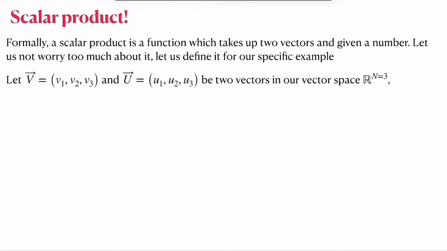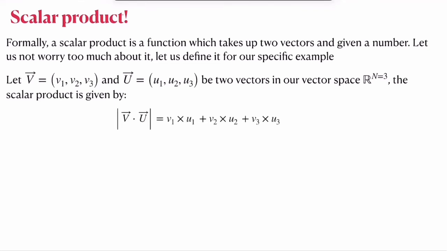Let's take our R3 as our basic vector space. Let V and U be two vectors, that is, V is a tuple V1, V2, V3, and U is a three-tuple U1, U2, and U3. Now, one of the scalar products, which is denoted by V dot U, is defined.